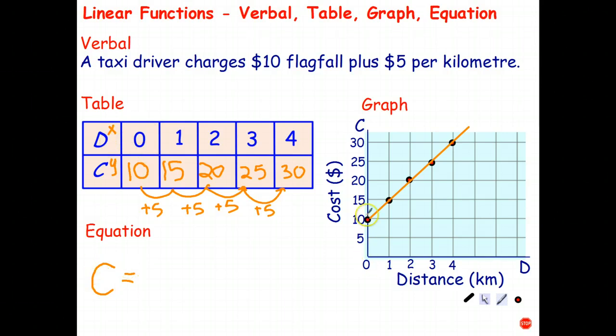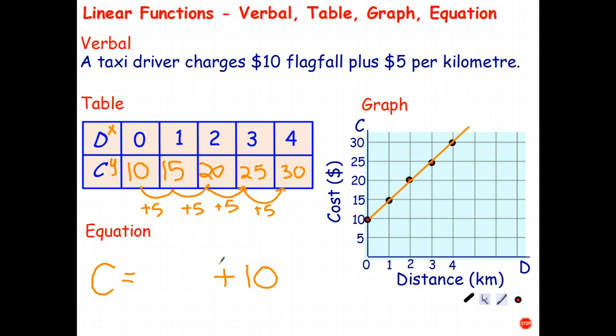So basically, we look at the y-intercept. In other words, what does it cost if I go 0 kilometers? In the table, you find the value of 0 for the x-coordinate, or in this case, the value of d, and the c value or the y value will give you the y-intercept. So the fixed cost is $10.